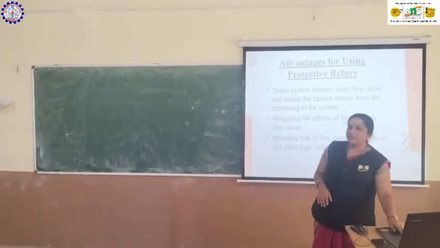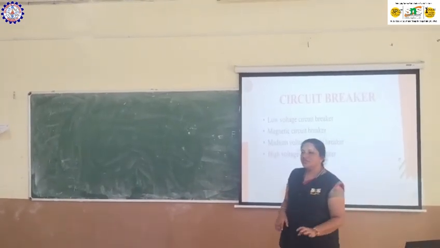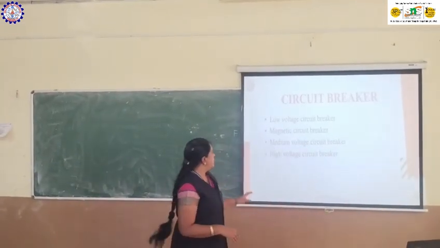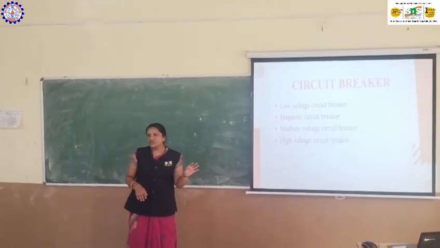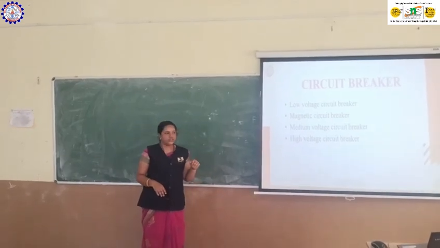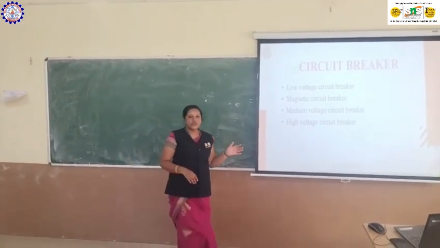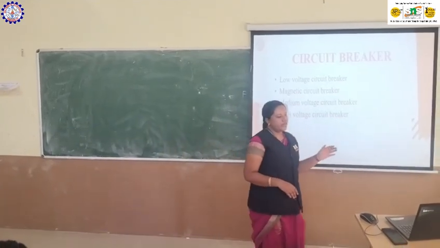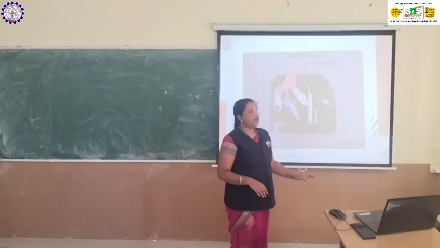This is why system protection is needed. The next thing is circuit breakers. What are circuit breakers and what types do we have? We have low voltage circuit breakers, magnetic circuit breakers, medium voltage circuit breakers and high voltage circuit breakers. These are some of the types of circuit breakers, and we can see an animation video of circuit breakers.